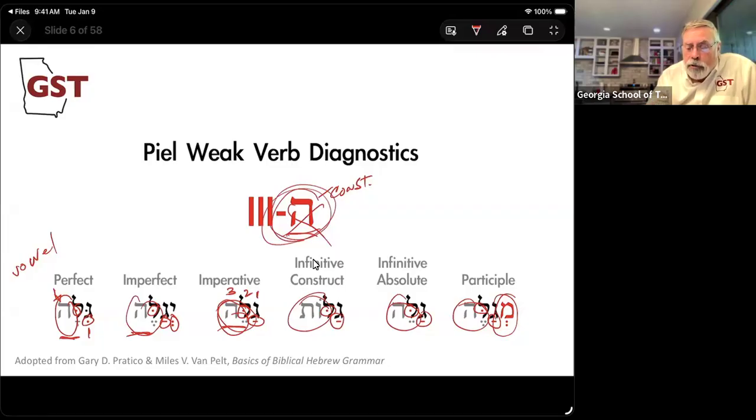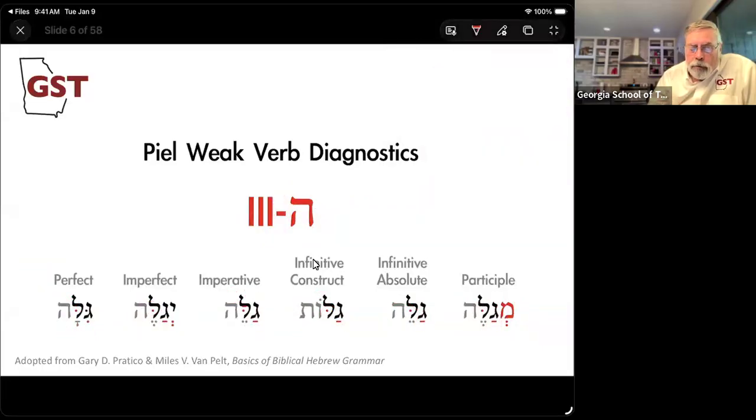Now, that doesn't change the diagnostic features at all for third hey or for third hey verbs. They're still the same. Nothing changed. But I just want to highlight, don't forget, those are vowel letters. Remember, vowel letters are typically called unchangeable vowels. We'll see the segol with the imperfect and with the participle. We'll see the tsere with the imperative and in the infinitive absolute. And here's our unique one with the cholem vav tav on the infinitive construct. Okay?